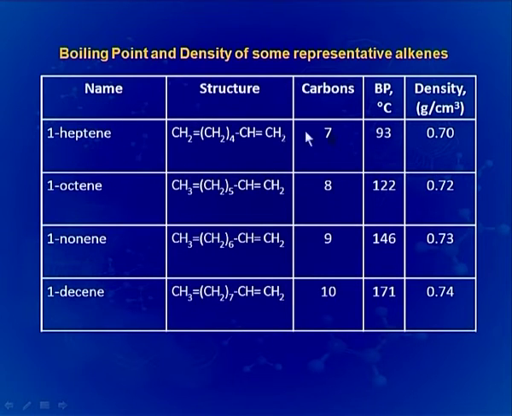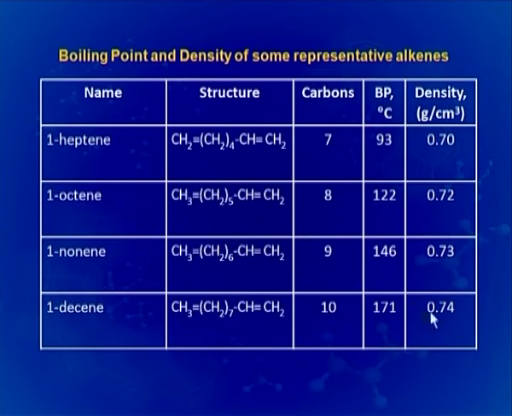Considering a case of other alkenes with carbons 7, 8, 9 and 10, we observe a significant difference in increase in boiling point going up to 171 degrees, and density is still of the order of 0.74 grams per cc. The data shown in these tables indicate that boiling points of alkenes increase smoothly with molecular weight, as is observed with alkanes also, because their increased branching leads to greater volatility and lower boiling points.